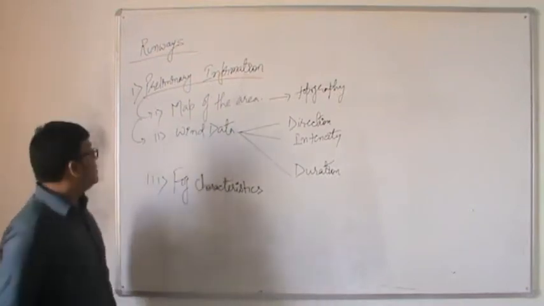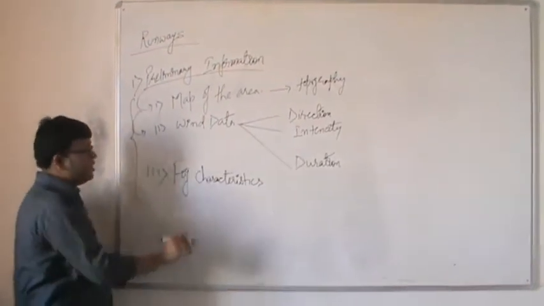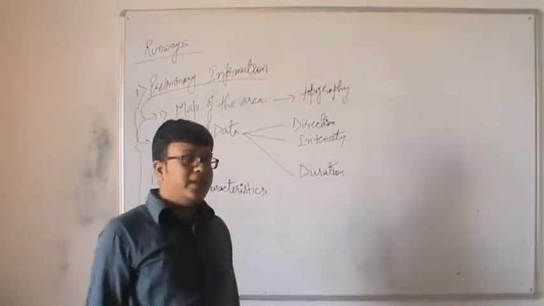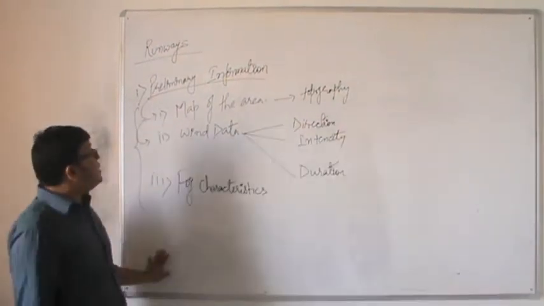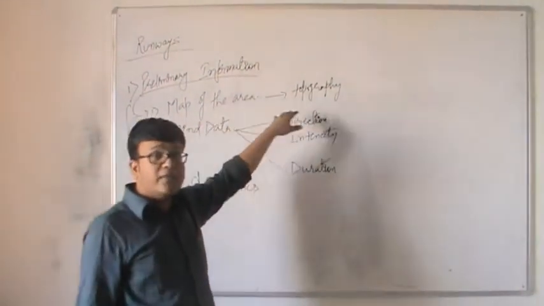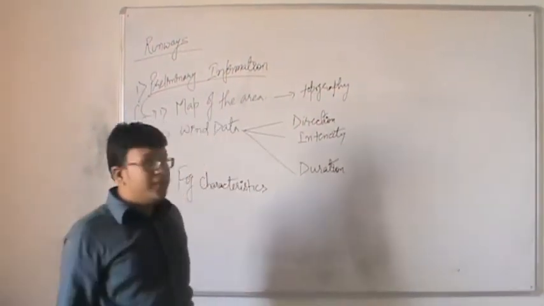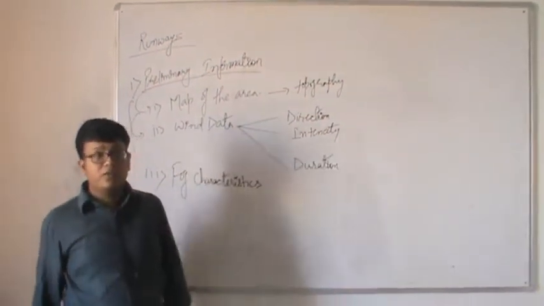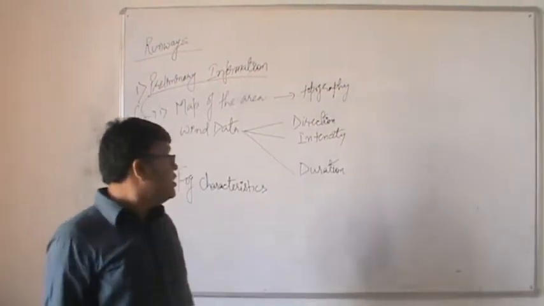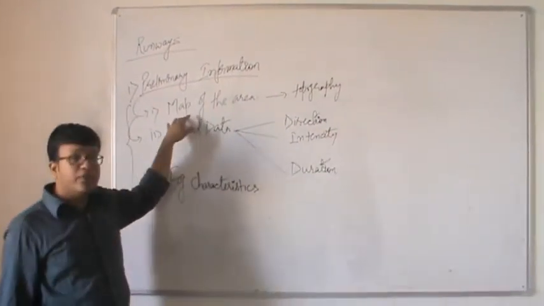These are the preliminary information we want before planning the runway orientation. So what are they? First of all, we want the map of the area in the vicinity of the airport to understand the topography of that area, or also to get the control levels of that area. For that, we want the map of that particular area.